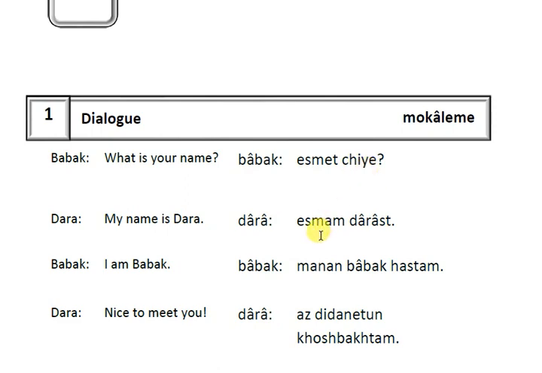اسمت چیه؟ اسمم داراست. So you can see that the pronunciation for a is just a with a bar on it. اسمم means my name. داراست is the brief form of dara ast. The brief form is darast. It is dara.